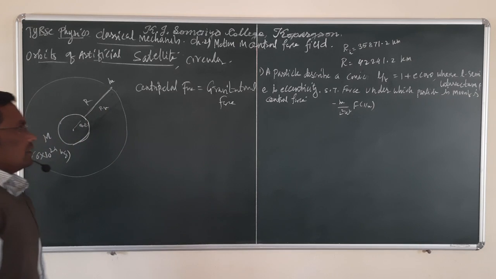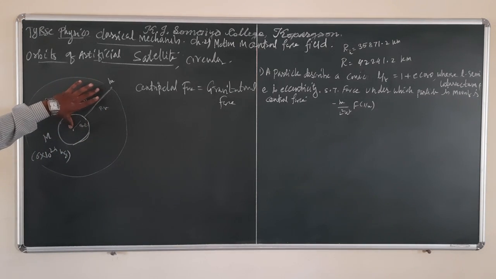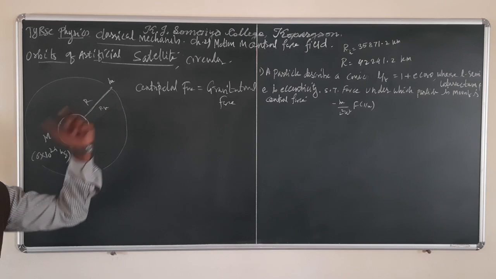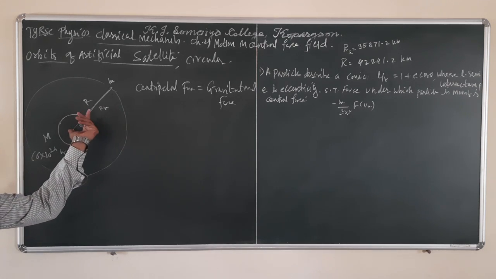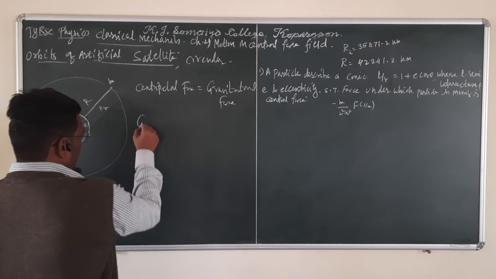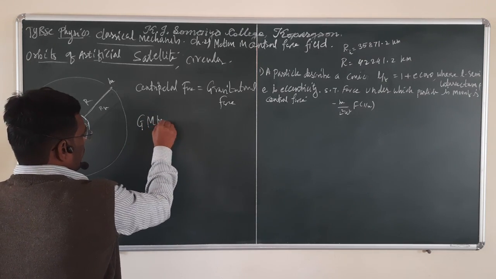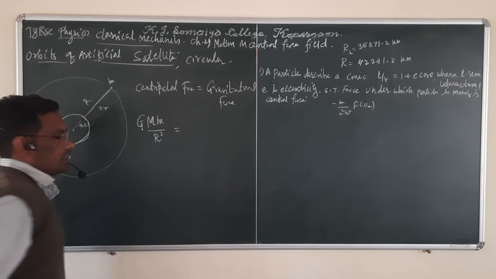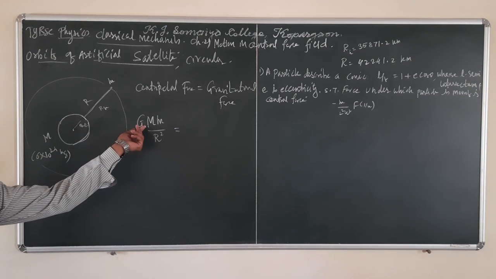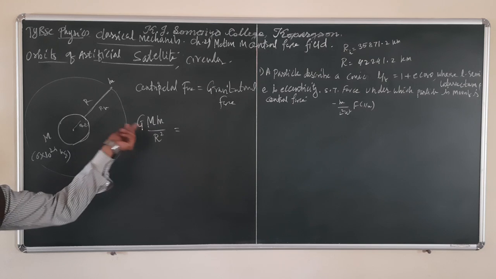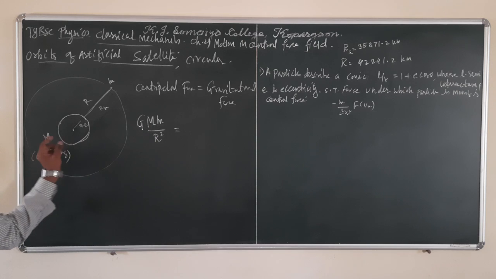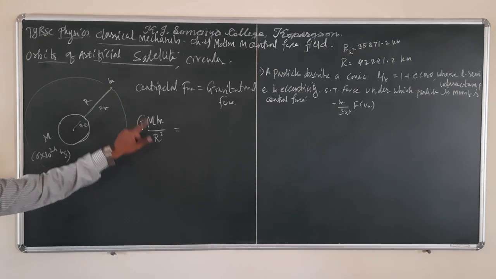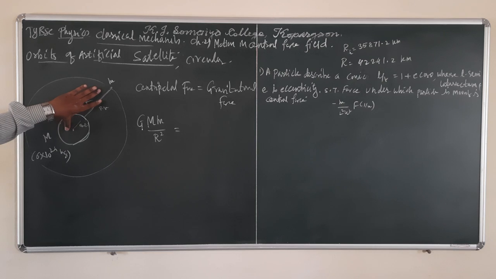Since between the satellite and earth there is only one type of force, which is gravitational force, and we know that gravitational force is a central force, the centripetal force is equal to the gravitational force. So what is the gravitational force between earth and satellite? That is given as capital G into capital M into small m divided by r square. Capital G is the universal gravitational constant. We know that its value is 6.67 into 10 raised to minus 11 in MKS unit. Capital M is the mass of earth, small m is the mass of that satellite, divided by r square. r is the radius of that path.